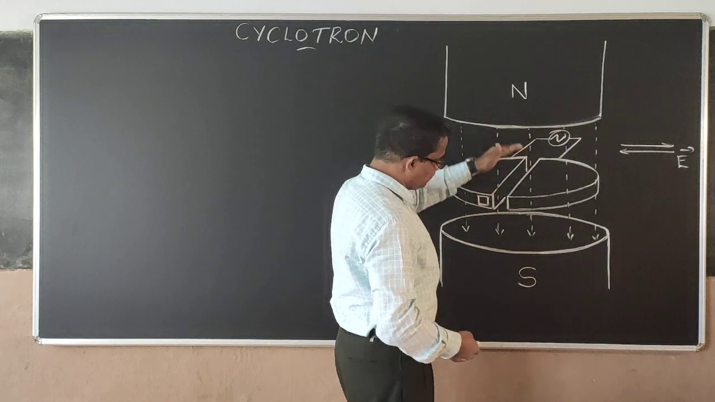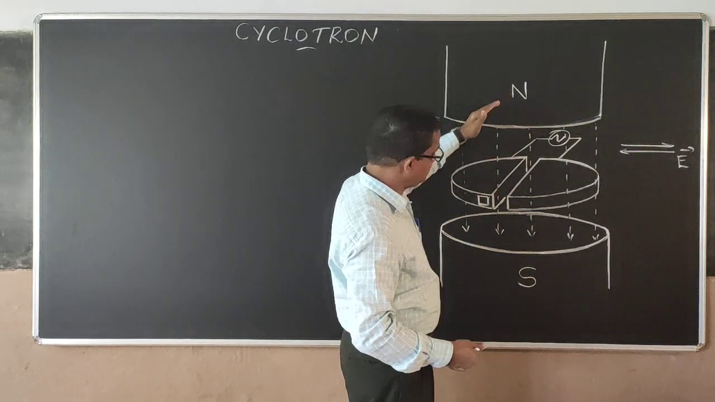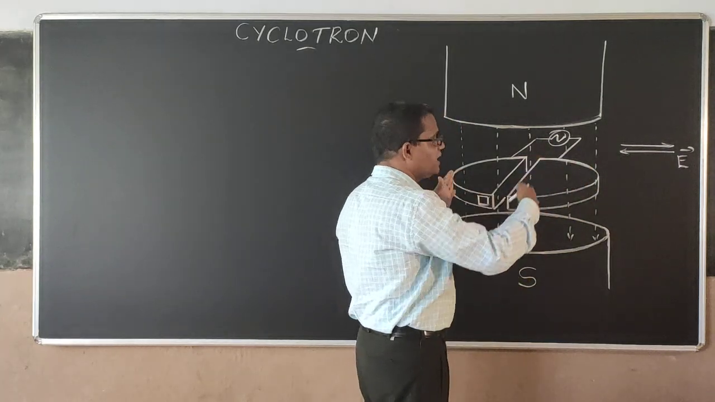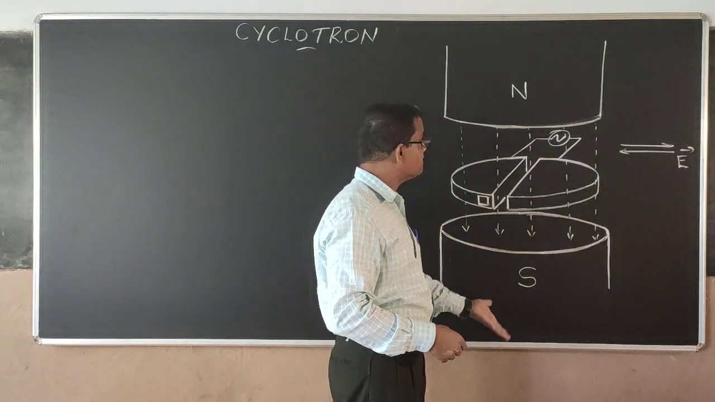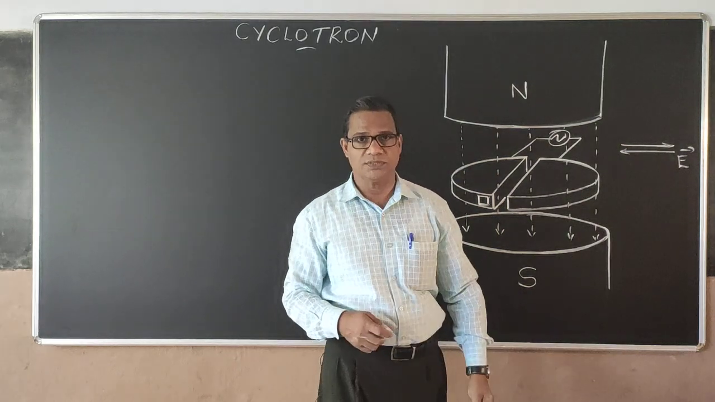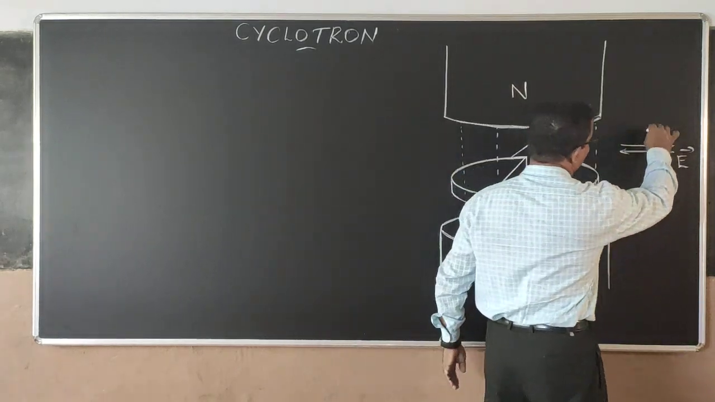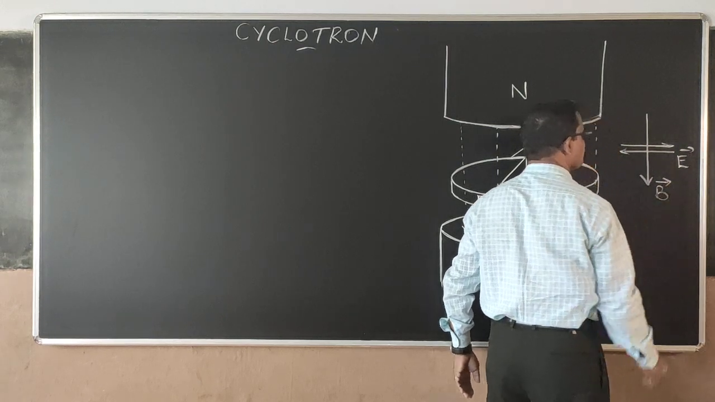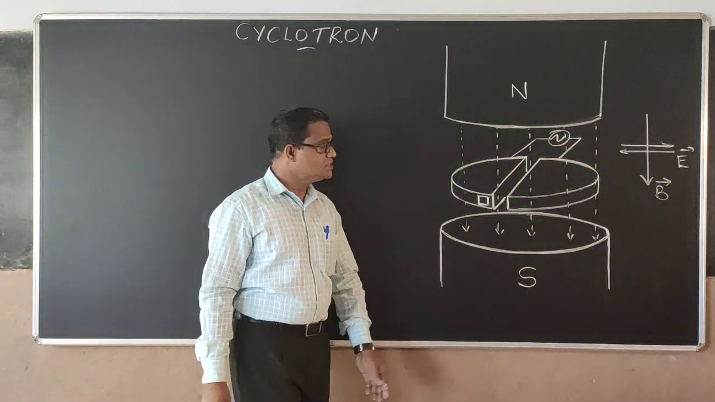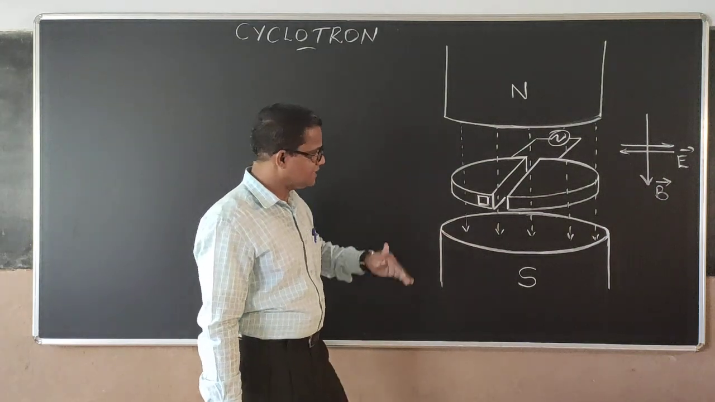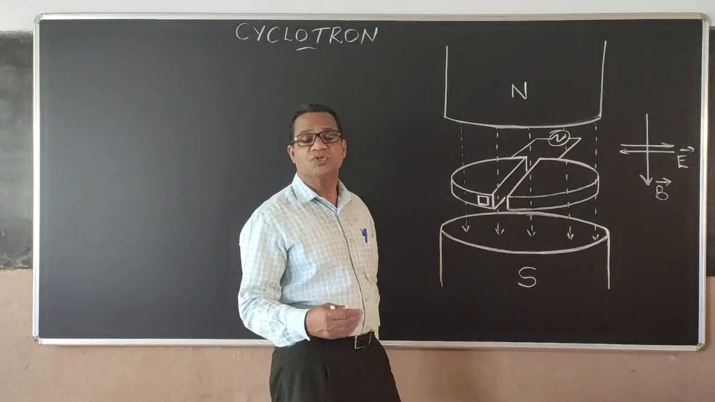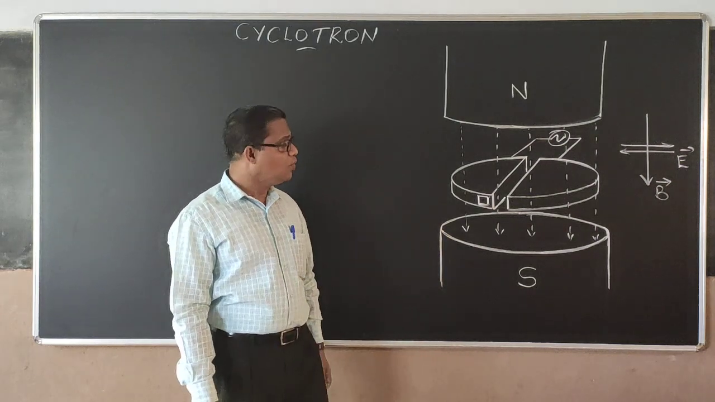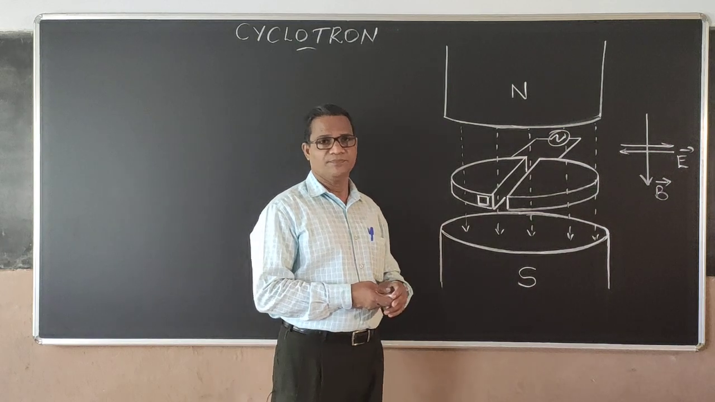And the two magnetic poles are kept in such a way that the whole system will be inside a uniform magnetic field supplied by these two magnetic poles. And that magnetic field, you can see, is vertically downward. So this is the experimental setup arranged for accelerating the charged particle. Now let us see how the acceleration is taking place.